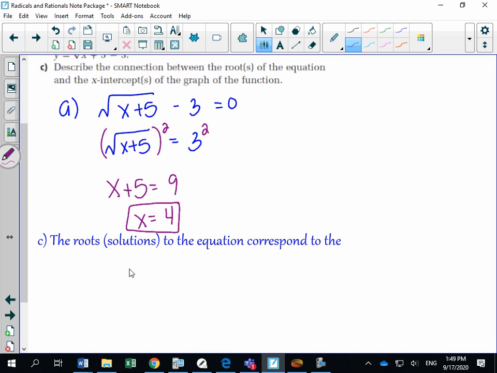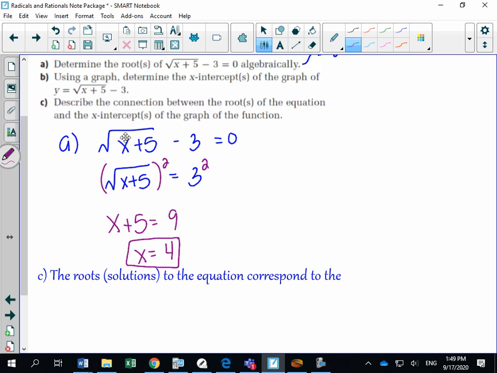How I would verify this is if you take this x and you put 4 in. So we would have 4 plus 5, which is 9, and we'd essentially have the square root of 9 minus 3 is equal to 0. We know that the square root of 9 is 3. And then 3 minus 3 is in fact 0, and we would have left-hand side equaling right-hand side. So that's how we would verify that our solution of 4 is correct.